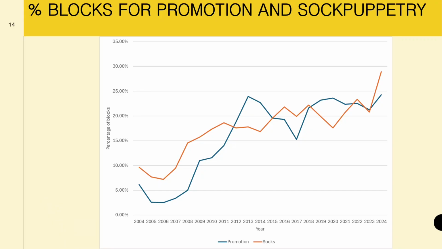Jumping into block reasons. One thing, blocks for promotional activity and sock puppetry, which is when somebody illicitly uses multiple accounts. Those have increased as a proportion of all blocks, which kind of makes sense given the popularity of Wikipedia and the number of people who want to influence it also increasing over time.